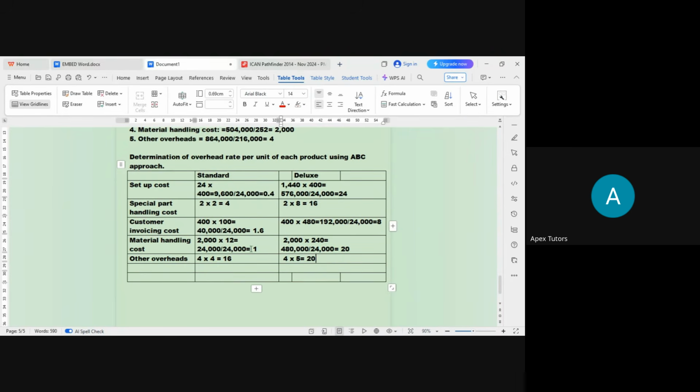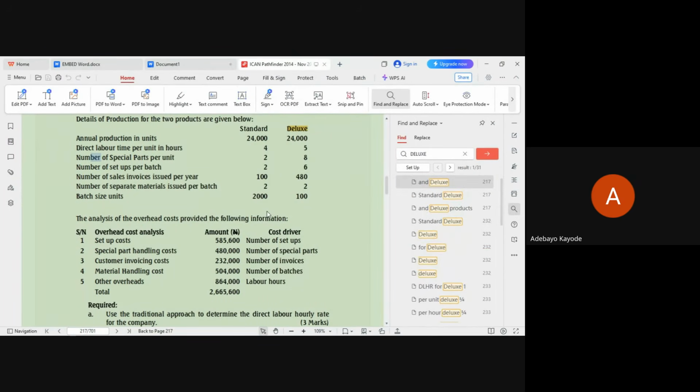So now, the total unit cost for standard is what? You add 0.4 plus 4 plus 1.6 plus 1 plus 16. Sir, can we check the other overhead again, the last one that you just did? Okay. Based on your cost driver, what do you have?